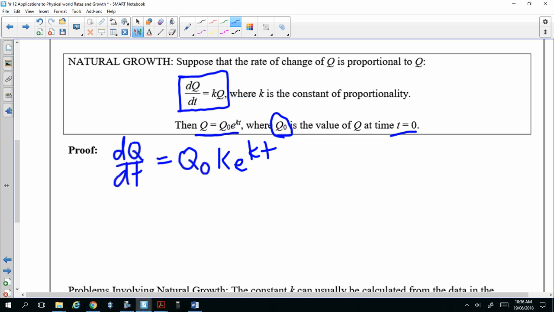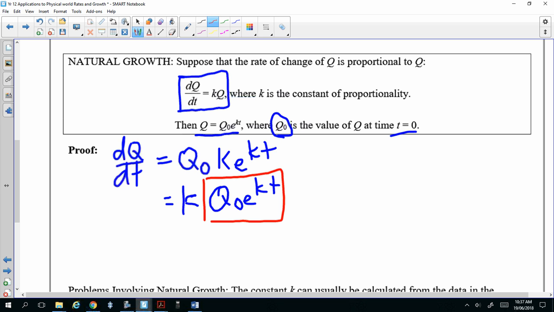All right. So after that, we'll take the k out. So write k times q0 e to the power of kt, like this. And the reason why I do this is because this whole thing is q. This whole thing is q. So I could replace it by q. So k times q. Okay? So the rate of change is proportional to the quantity.